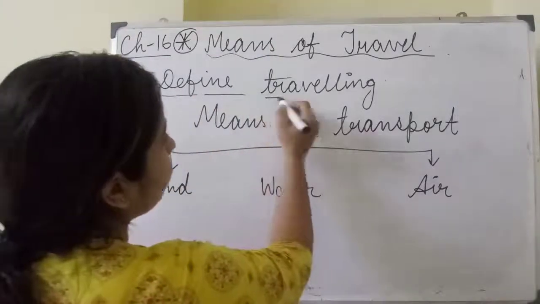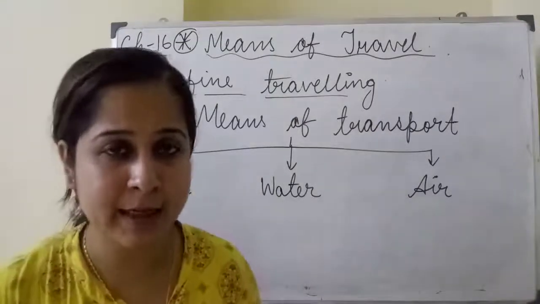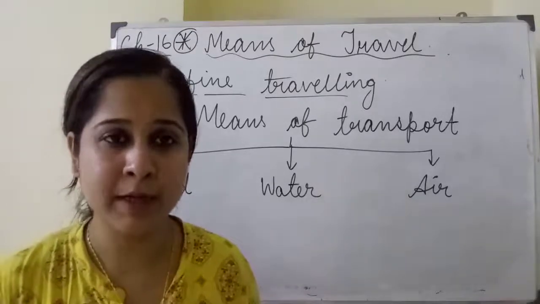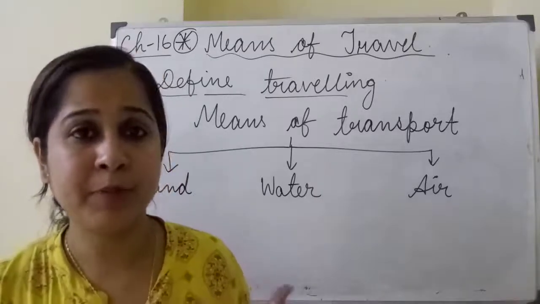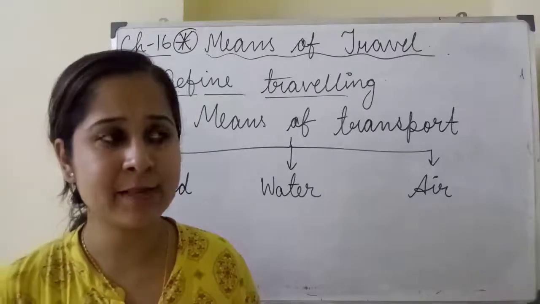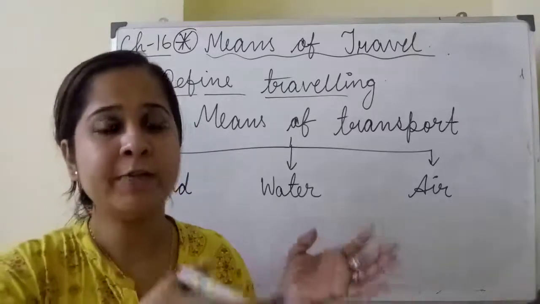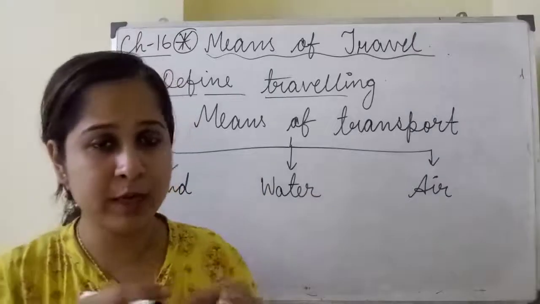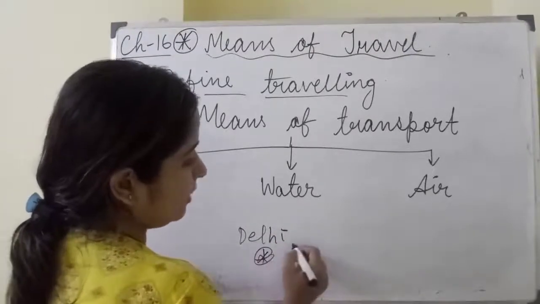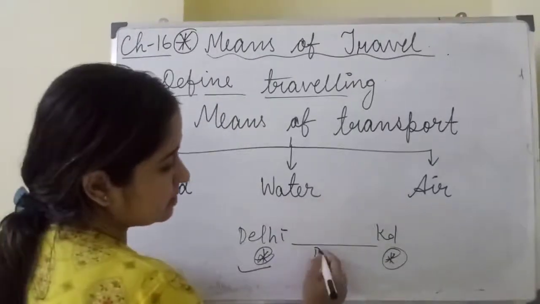Define traveling. Actually, what is the meaning of the word traveling? What is traveling exactly in itself? Actually, beta, the word traveling means movement of people from one place to another place. Fine. Suppose I have started my journey from Delhi to Kolkata. So definitely I will be shifting from Delhi and reaching Kolkata. So there is a huge distance. See, I started from this point, Delhi, and reached Kolkata. So I started my journey from here, and this is the distance.